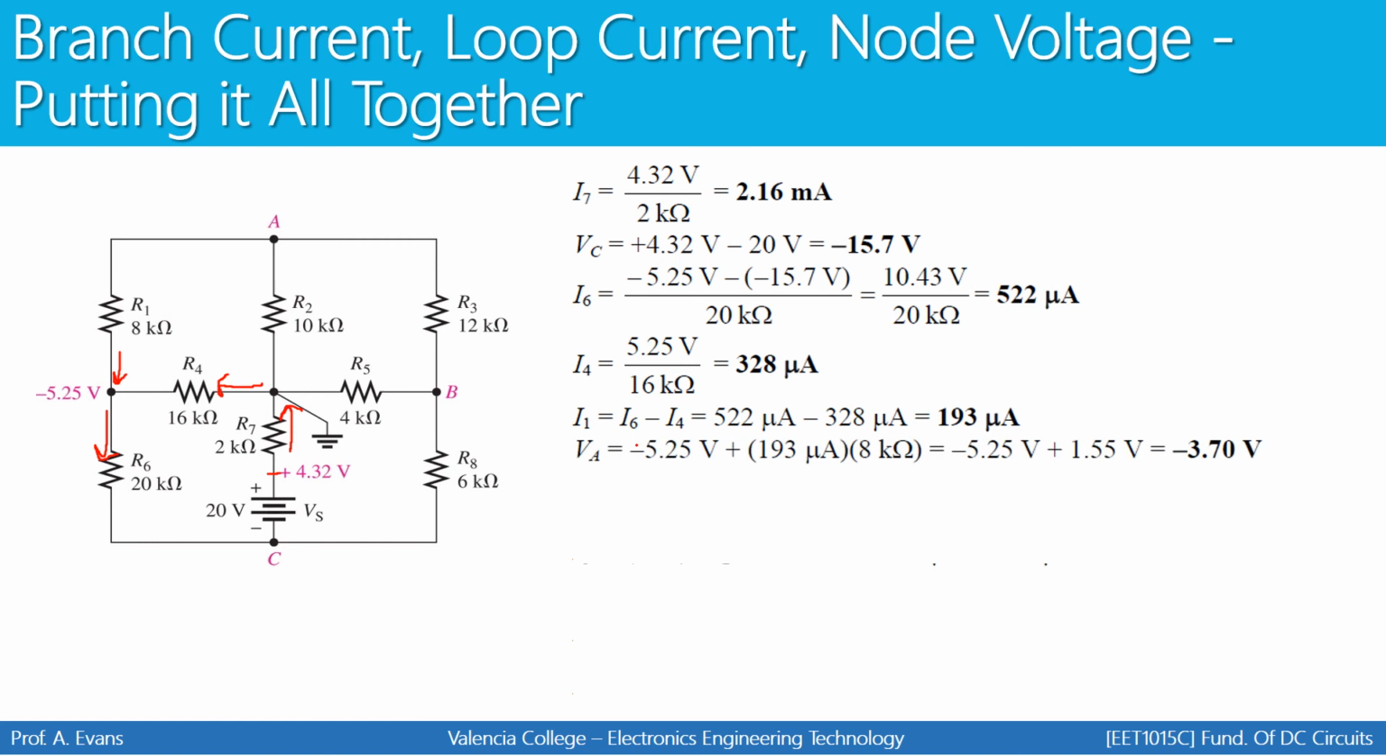Next, we're going to find the voltage at point A. We could do that one of two ways. We could find the voltage drop from here to here across R2. We don't know the current through R2 yet. The other way is to find the voltage drop along this path right here.